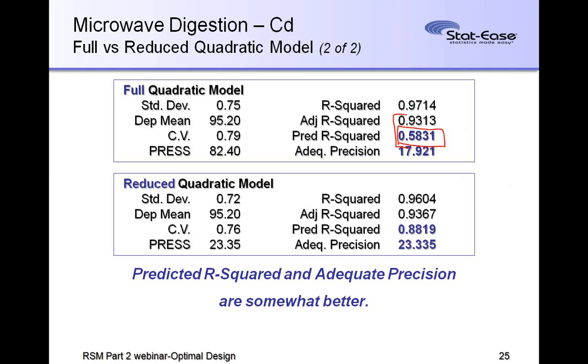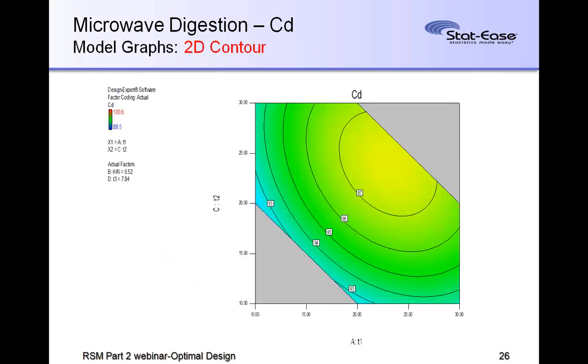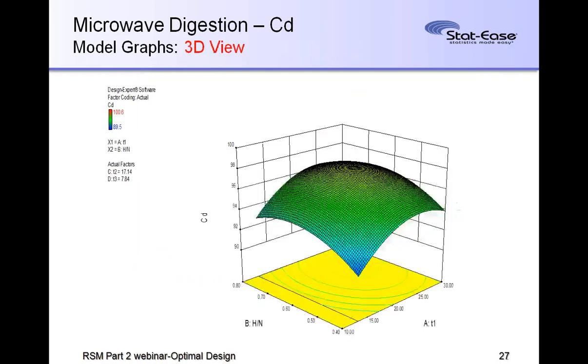But once you reduce and take out those insignificant terms, here's the reduced model scores. Those adjusted and predicted R-squareds match very well. So that kind of saves the day. If you find very low predicted R-squared, a lot of times it means you have to reduce the model. And we get the resulting contour plot, and then I've showed you the 3D plot.